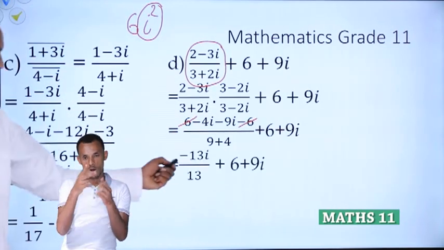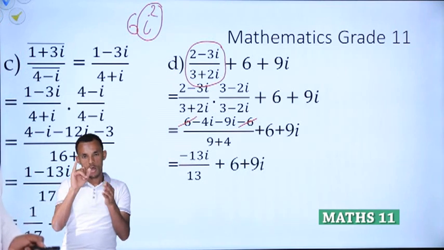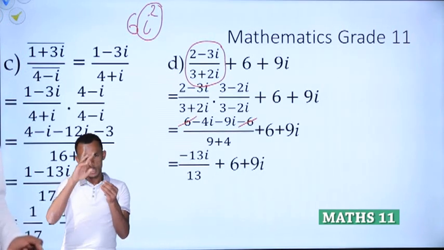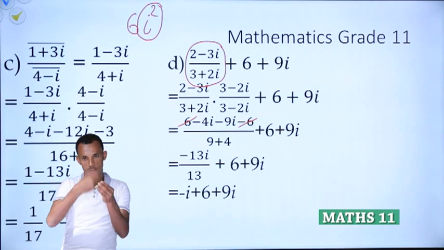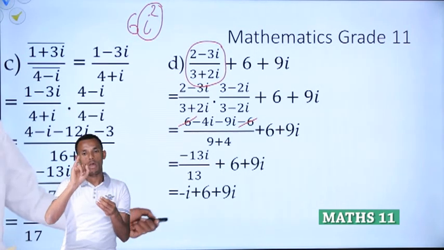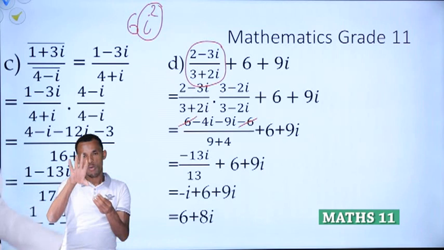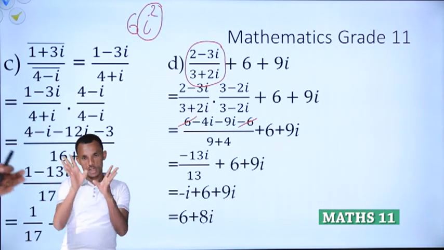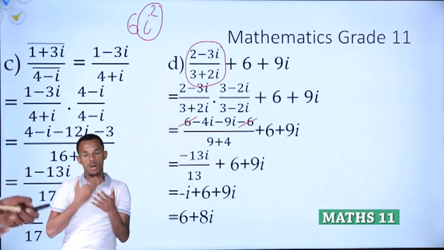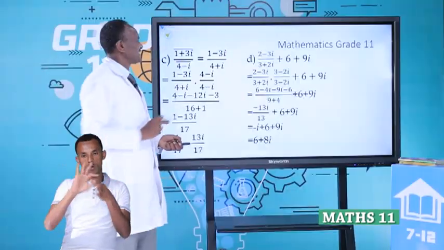So when you look, negative 13i over 13, plus 6 plus 9i. Simplify it, you will get negative i plus 6 plus 9i. When these two are added up, you will get a result of 6 plus 8i. So in the set of complex numbers, we can discuss simplification of complex numbers.